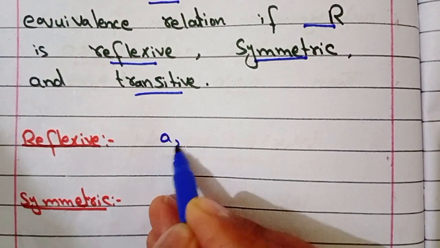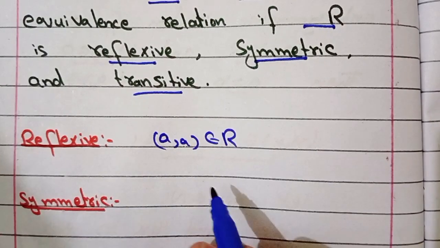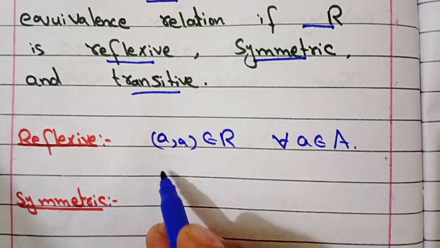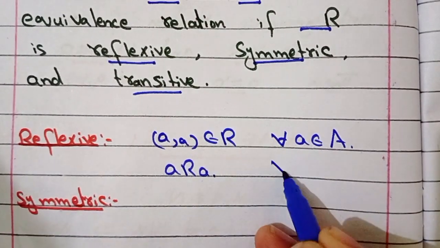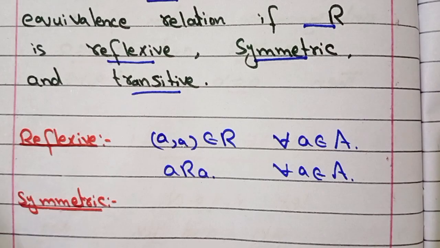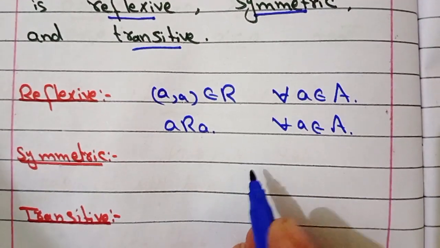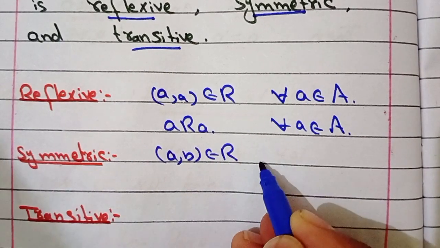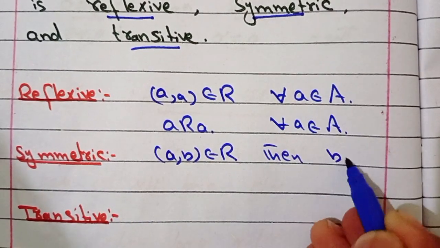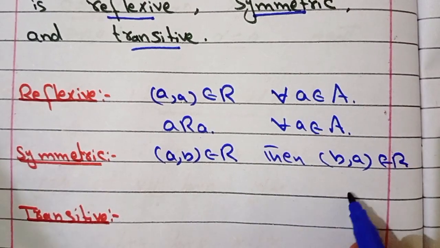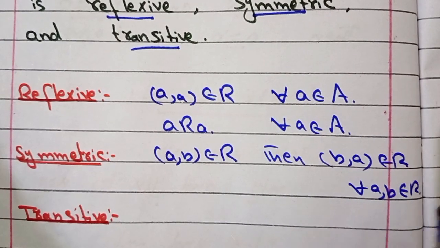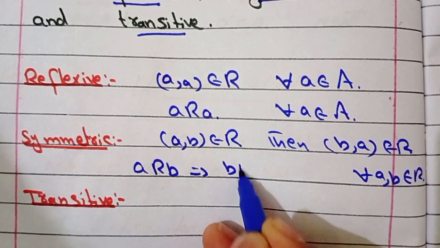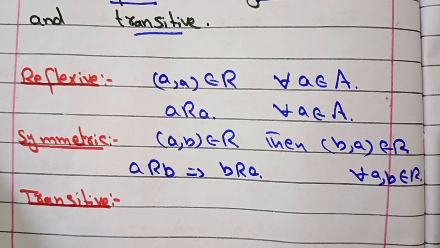Reflexive: the ordered pair (a, a) belongs to the relation R for all a belongs to the set A. It means a is related to itself for all a belongs to A. For the symmetric property, if (a, b) belongs to the relation R, then (b, a) must belong to the relation R for all (a, b) belongs to R. Or we can say that if a is related to b, then this implies that b is related to a for all (a, b) belongs to the relation R.